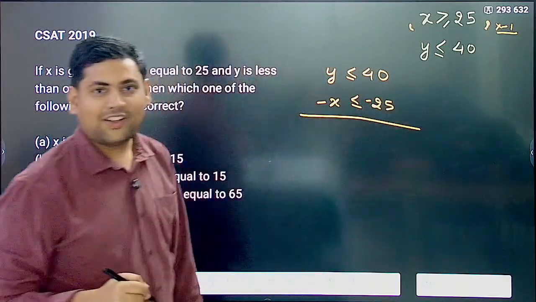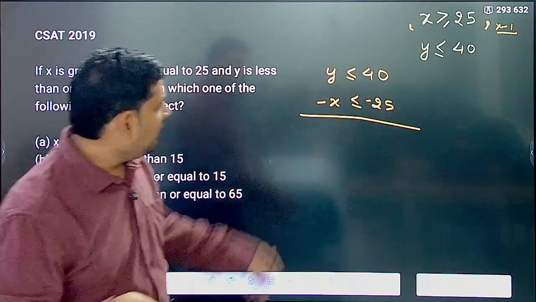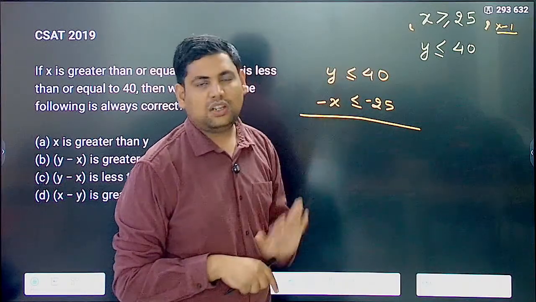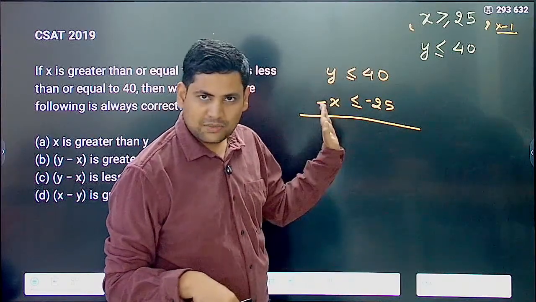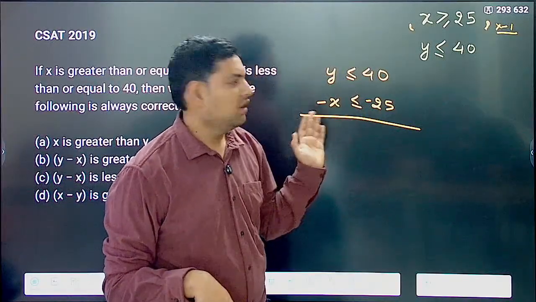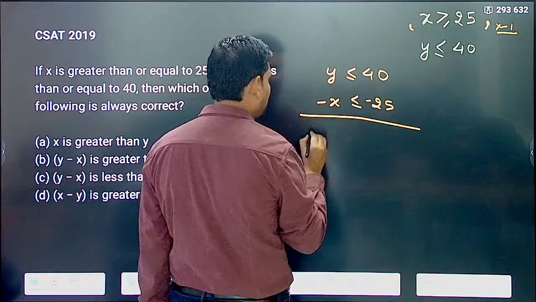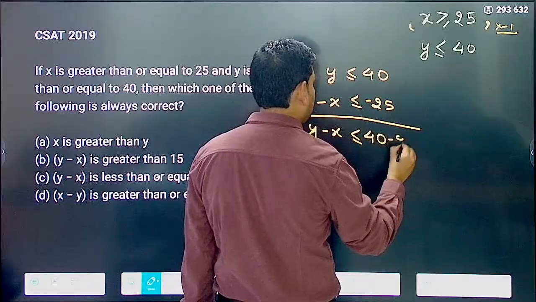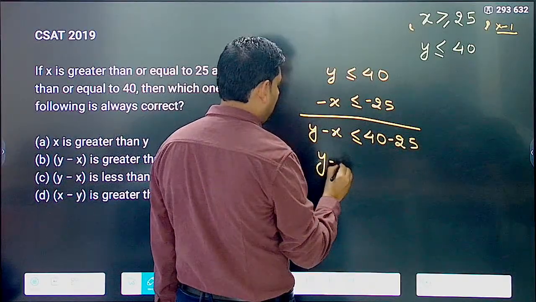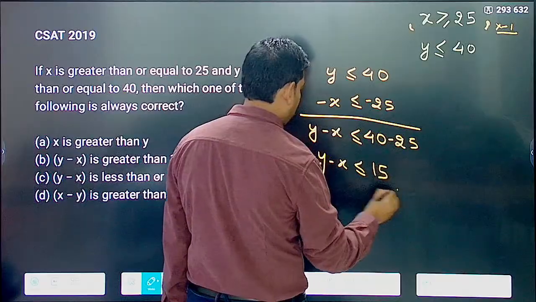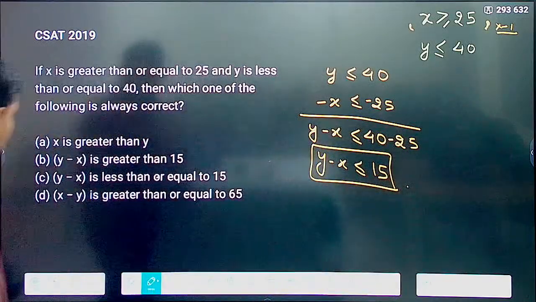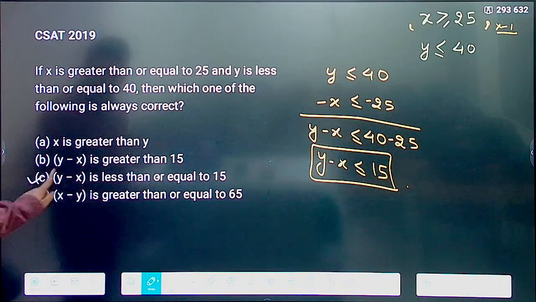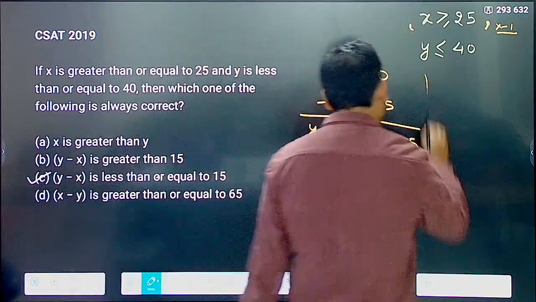Can you feel this? Now, if y is less than or equal to 40 and minus x is less than or equal to minus 25, I can add these two inequalities, because they are on the same side. So I add both. It becomes y minus x is less than or equal to 40 minus 25, that is, y minus x is less than or equal to 15. Is there any option like this? C becomes the answer.